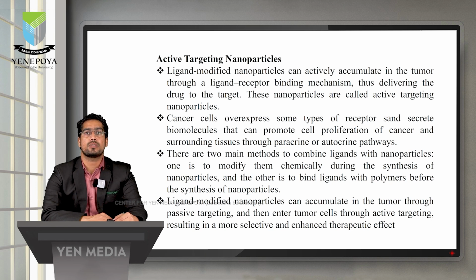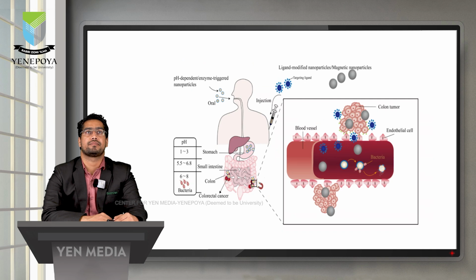There are two main methods to combine ligands with nanoparticles. One is to modify them chemically during the synthesis of nanoparticles, and the other is to bind ligands with polymer before the synthesis of nanoparticles. Ligand modified nanoparticles can accumulate in the tumor through passive targeting and then enter tumor cells through active targeting, resulting in a more selective and enhanced therapeutic effect.